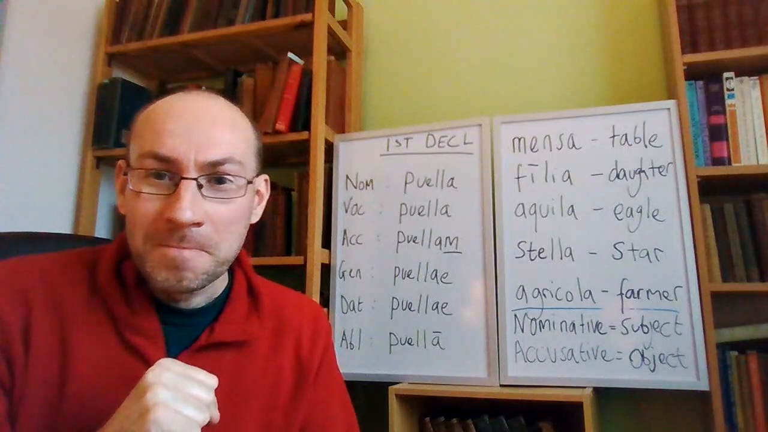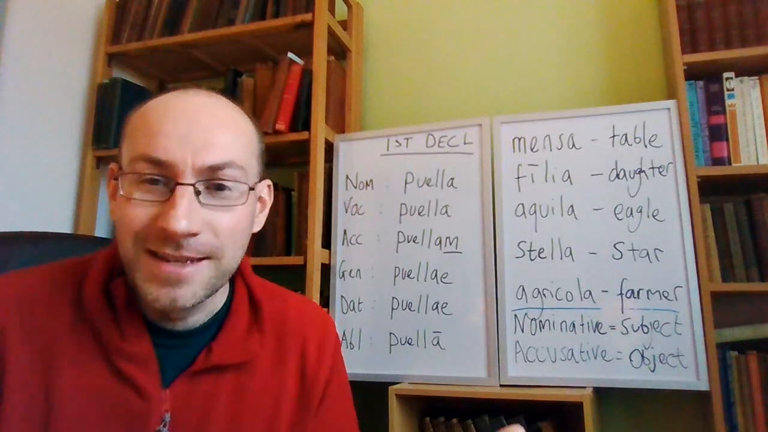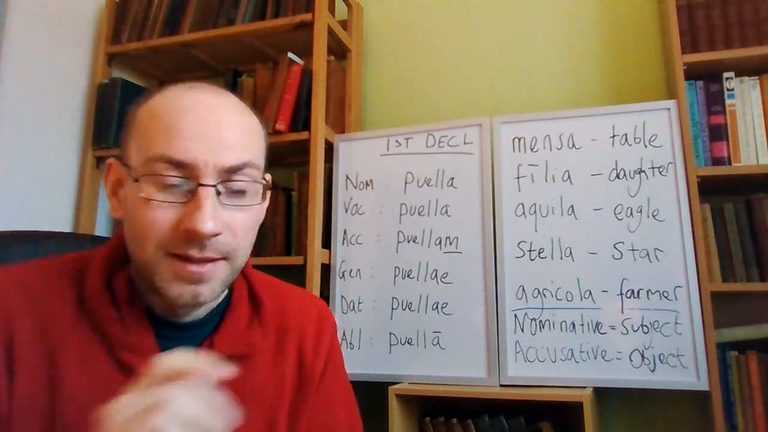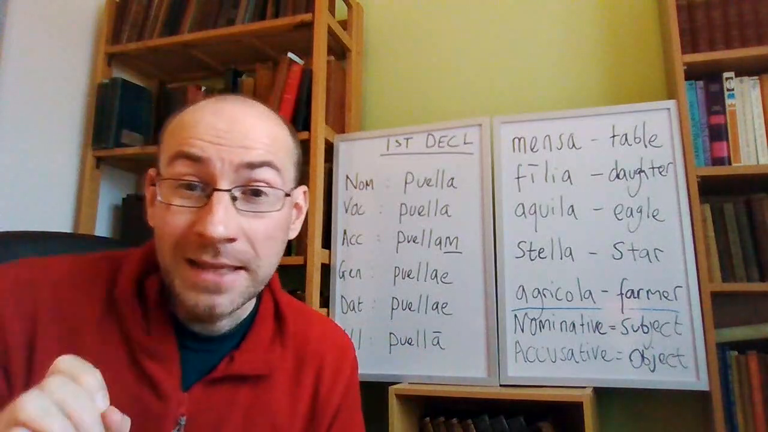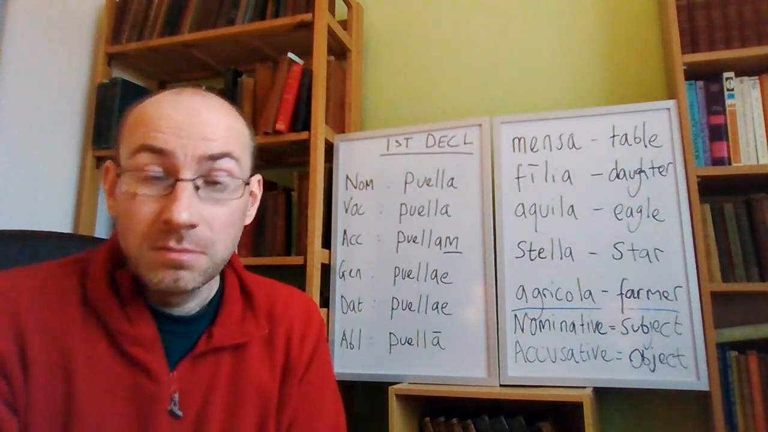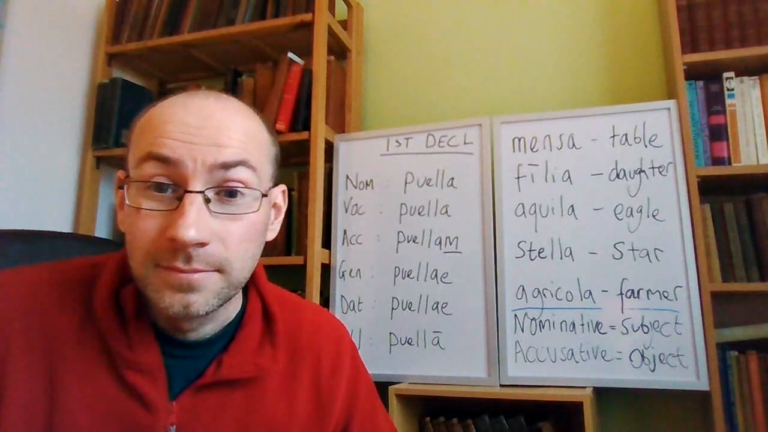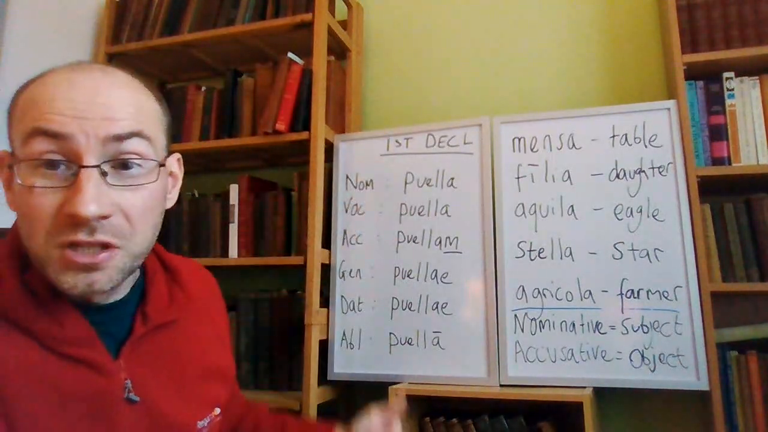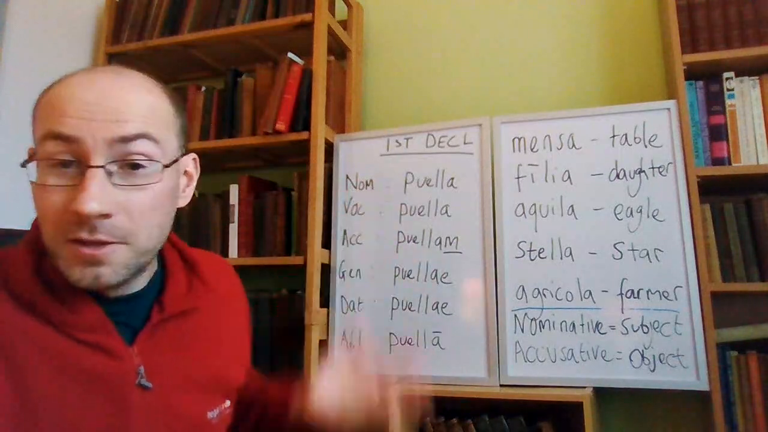This is to be repeated, repeated. Write it down. Keep doing it till you know it in your sleep. Because when you know it, you won't forget it. The great news is you can take any first declension noun ending in a, and it will follow this pattern. So if you know one, like puella, you know them all.